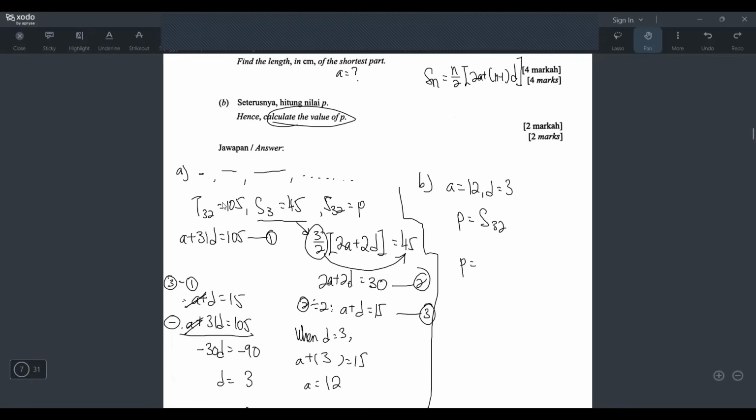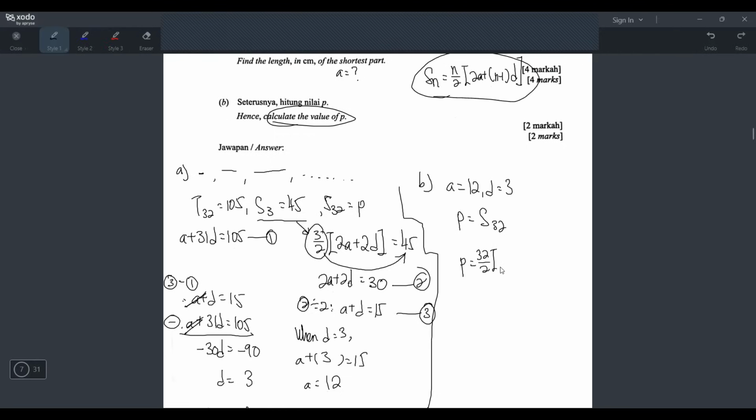And what is the SN formula? Let me scroll up a bit. This one, this is the SN formula. So N over 2, so 32 over 2. And then big bracket 2A plus N minus 1 D. So the A will be 12. The N minus 1 will be 32 minus 1, which is 31. D will be 3, like this.